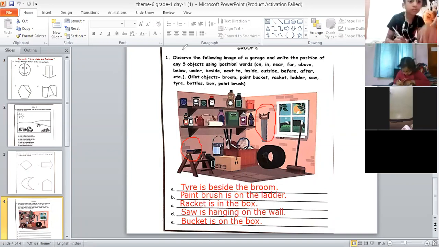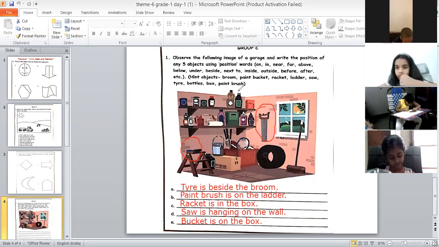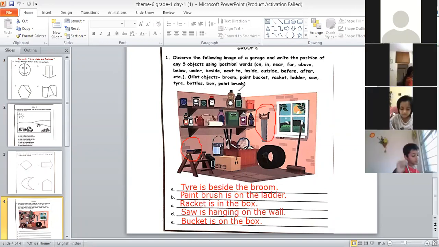Can you see some bottles are there, Sairatvik? Can you see these bottles here? Okay. Bottles are in the top. Bottles are on the shelves. Bottles are on the shelf. Okay. There are two shelves, so we can say bottles are on the shelves. Okay, fine.